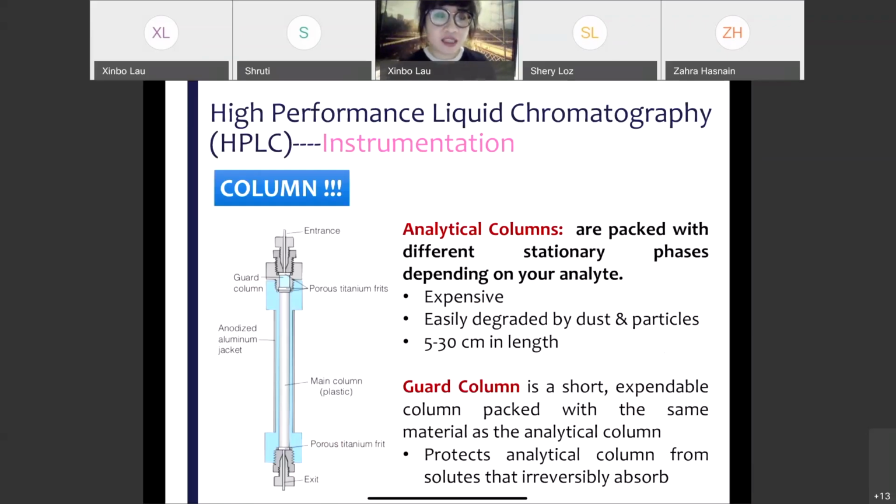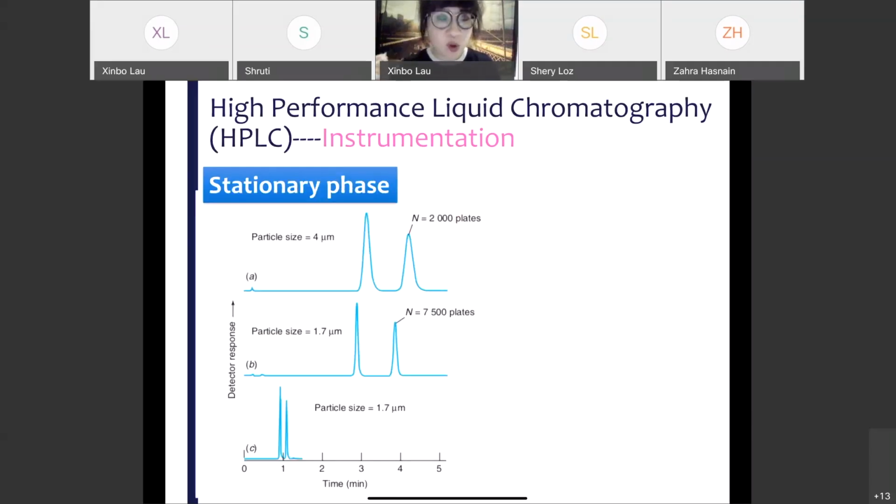For the column itself, there's normally a guard column, which is short and expendable. If you want to study an unknown sample, the guard column will catch whatever is not good for the column. If you ruin that, we can change the guard column. But still, before we run, we should study enough and design our experiment well enough before using the instruments. So the column is quite extensive. And then the separation, as I said. For the separation, the particle size.